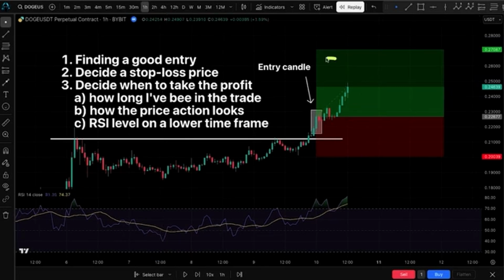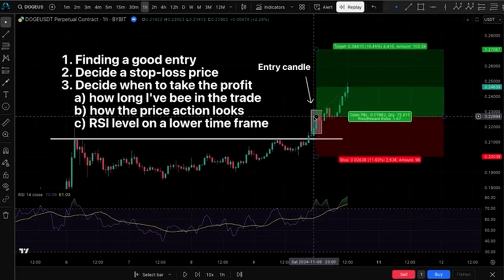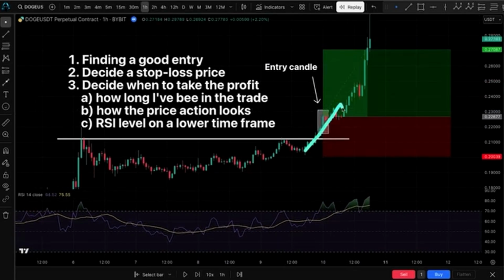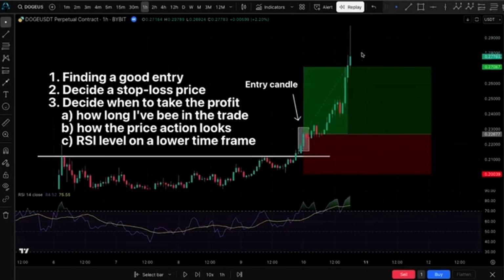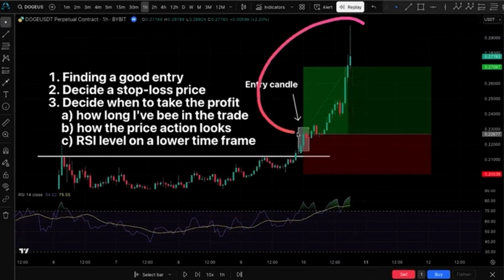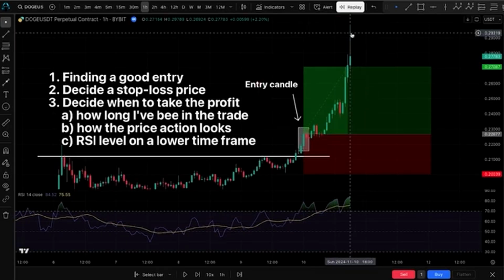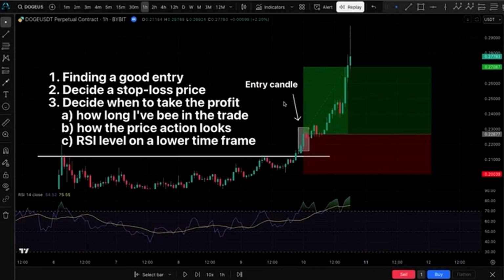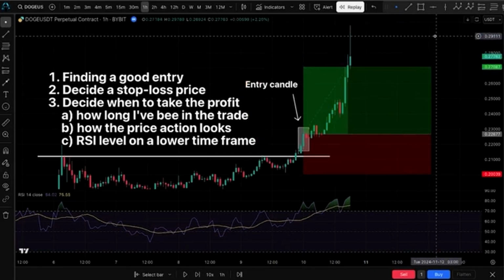So in this case, I think 90% of the work is done when this entry is taken, because this was a very good entry in this example. And in this example, the price continued to the upside, and it's impossible for me to tell you exactly where I would take the profit, because it's very different being in the moment and watching the trade with real money happening than backtesting it like I am doing right now, just to show you an example. But again, the entry was really good, and that's the very most important thing.